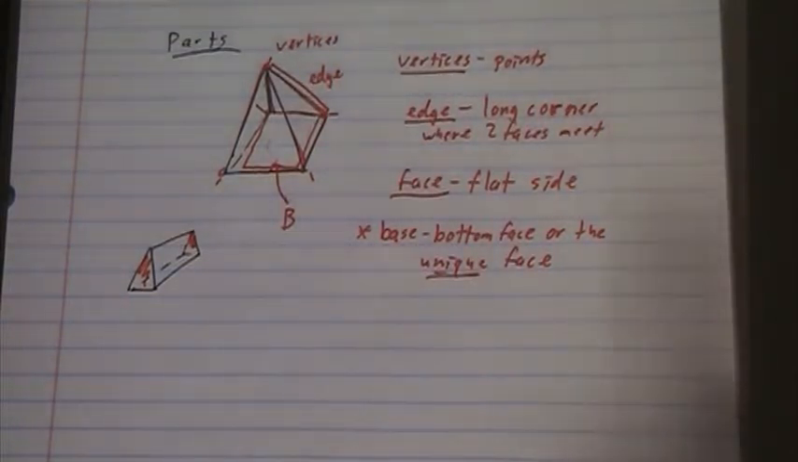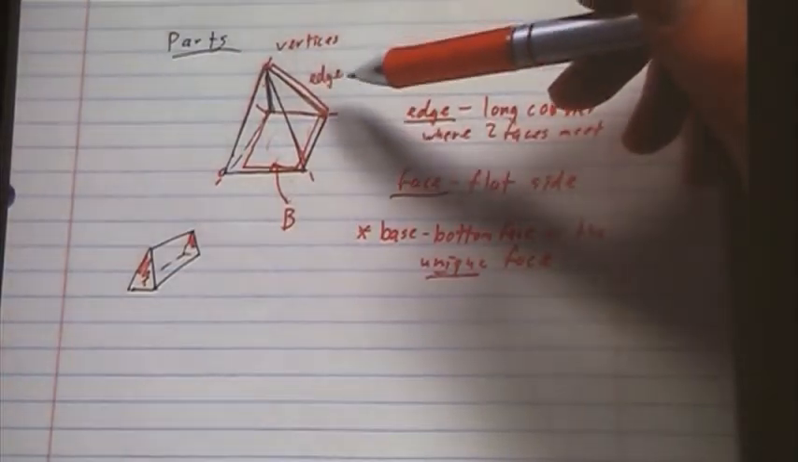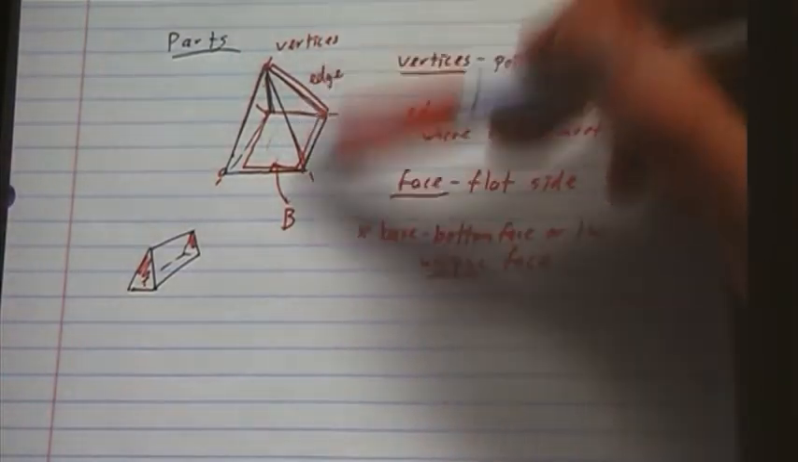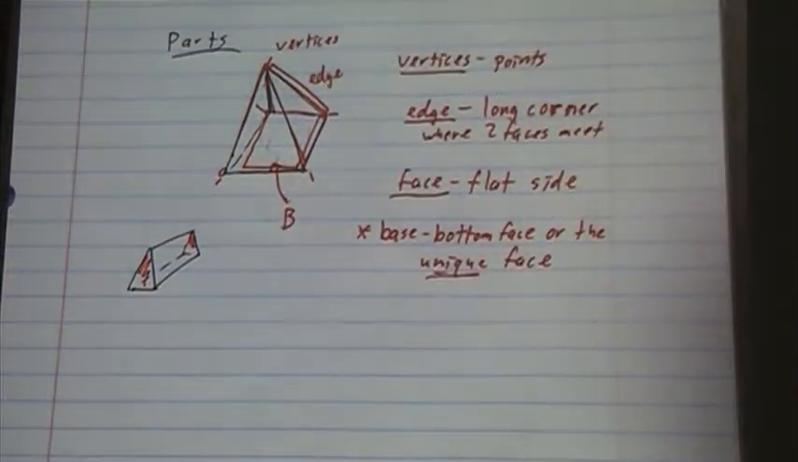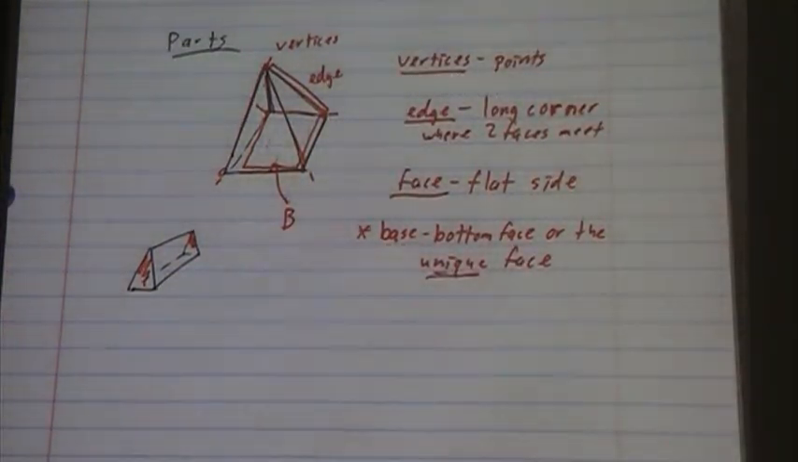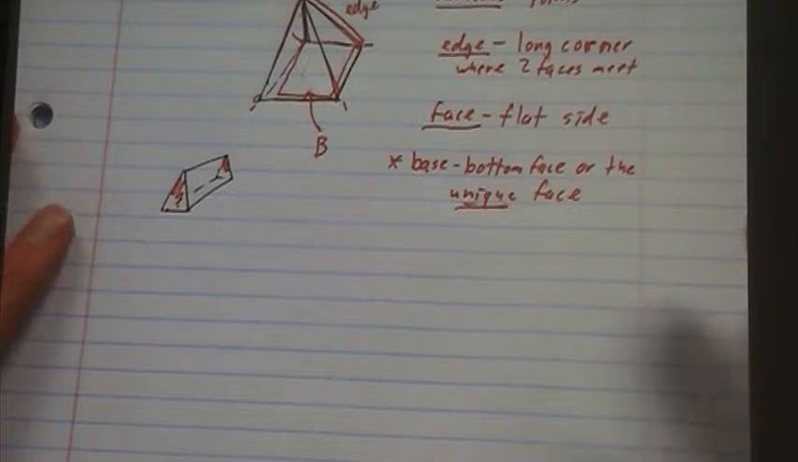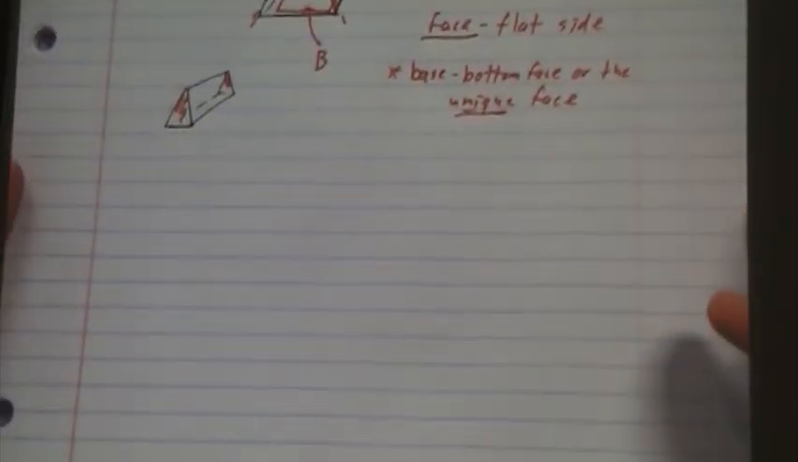So we've got edges, we've got vertices, we got the bases, faces. Remember, faces are sides. Other things for this section we gotta look at. There's one thing called a cross section. There's a lot of names in this section.